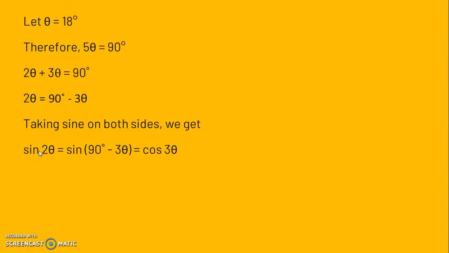Okay. So now your sin 2 theta and cos 3 theta are the same, and we know the formulas for sin 2 theta and cos 3 theta. What are the formulas? Your sin 2 theta is 2 sin theta cos theta, and your cos 3 theta is 4 cos cube theta minus 3 cos theta. These formulas I have explained previously in basic trigonometric formulas part 3.